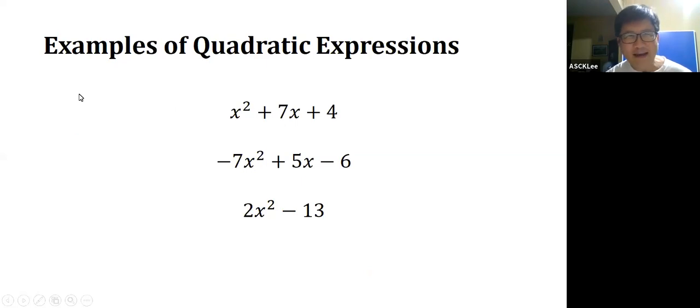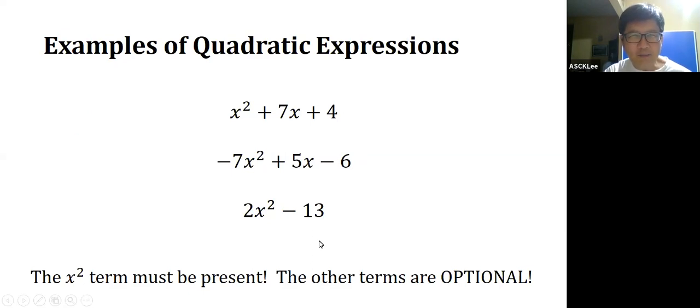Quadratic expressions look like these. You have 3 examples here. You have x squared plus 7x plus 4. This is a quadratic expression. Minus 7x squared plus 5x minus 6 is also a quadratic expression. 2x squared minus 13 is also a quadratic expression.